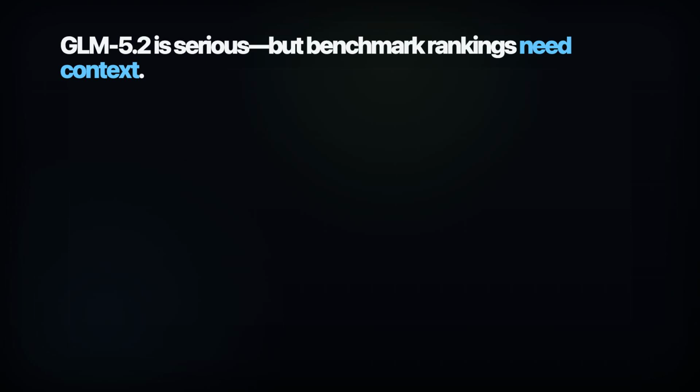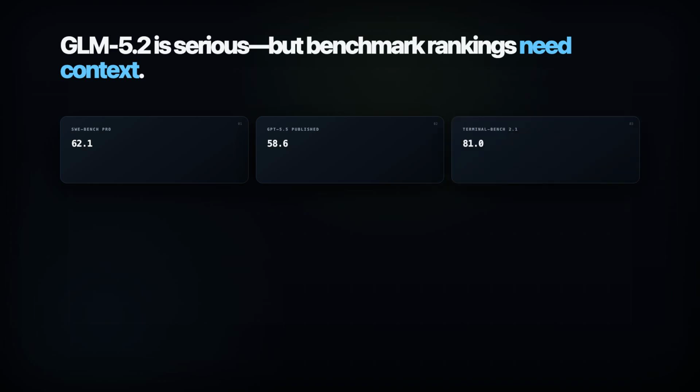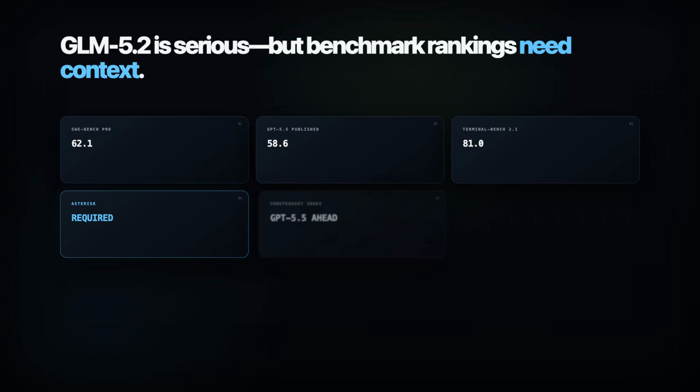And there is another reason this is more than a stunt. GLM 5.2 is actually a serious model. Z.ai reports a score of 62.1 on SWE Bench Pro, compared with 58.6 for GPT 5.5 in its published evaluation, and 81.0 on Terminal Bench 2.1. But that comparison needs an asterisk. You should not turn those numbers into the statement "GLM 5.2 is better than GPT 5.5." Independent Artificial Analysis results, for example, put GLM 5.2 max below GPT 5.5 at its highest reasoning setting on their overall intelligence index. Different benchmarks, harnesses, and reasoning budgets can change the ranking significantly.